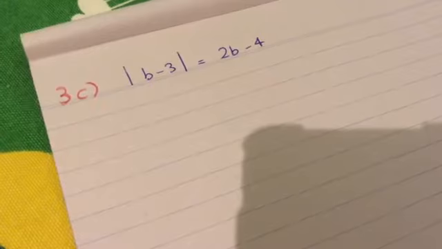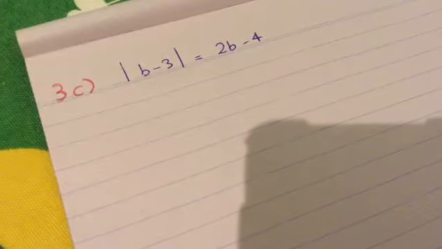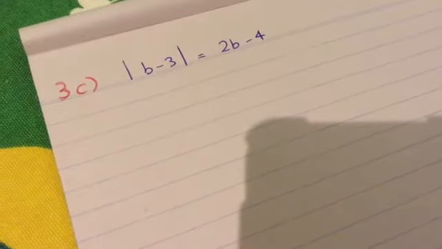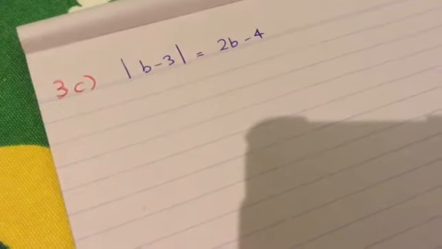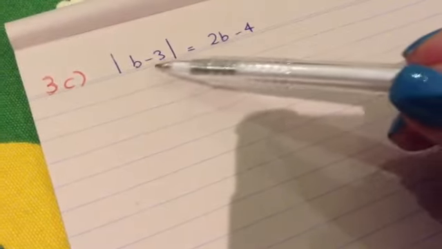Okay, I'm going to solve some absolute value equations. 3c is the same sort of equation as you will see in 3a and 3b of exercise 3.5. Have a look at this one where you have the absolute value of b minus 3 equals 2b minus 4. Okay, you would have to consider two cases.